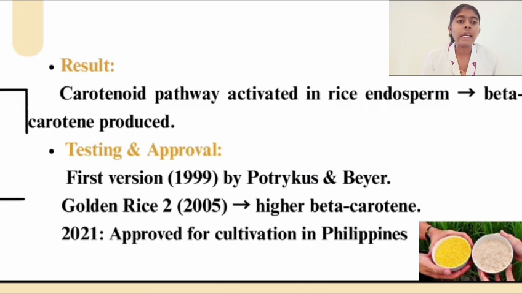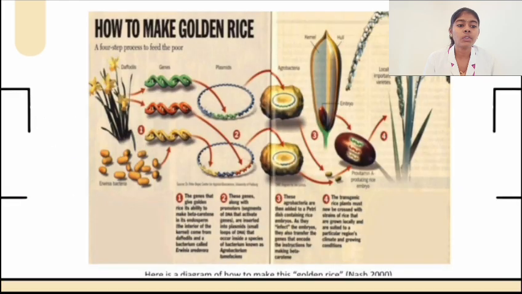Finally, we can see the result of golden rice. As a result, the pathway gets activated in the rice endosperm, which means the rice grains started producing beta carotene, the source of vitamin A.